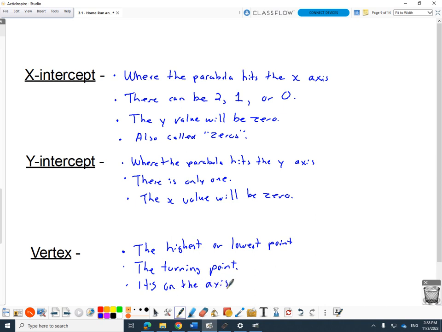This weird line that divides a parabola in half. Which I'll do that definition as well.